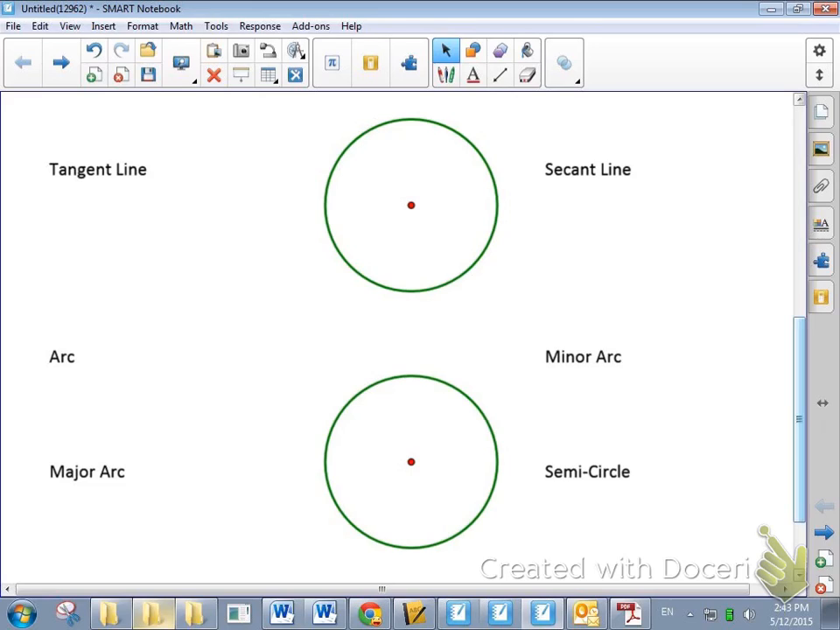So let me first draw one in. Let's go ahead and draw my tangent right here. Okay, so that's going to be a tangent line. Let me go ahead and put arrows on the end there. And then let's label this H and a point up here, G. So my tangent line, my notation would be GH.